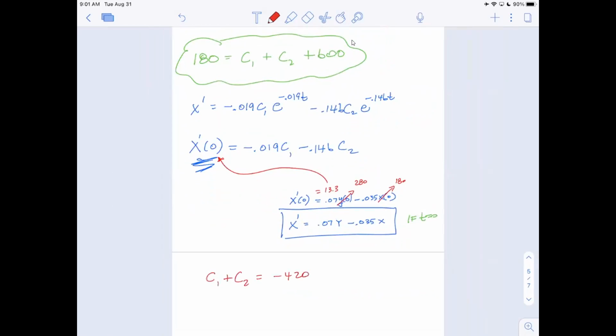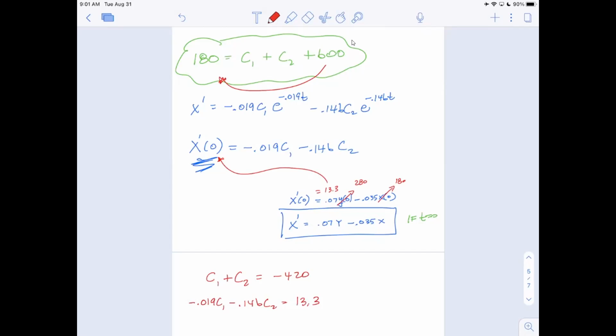So if I'm going to use the matrix this time, since I've seemed to be failing today. Subtract that over, I get negative 420. The second equation I just got is negative 0.019 C1 minus 0.146 C2 equals what I just figured out this was equal to. So I'm going to stick that into the matrix.